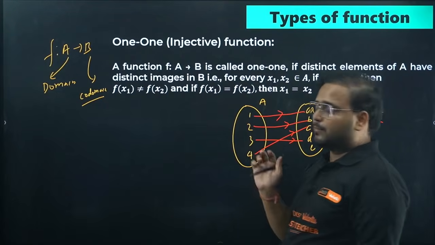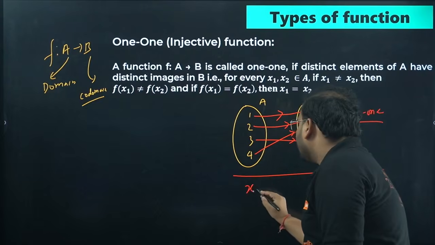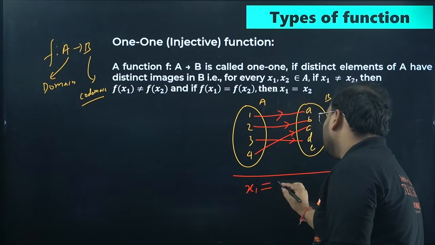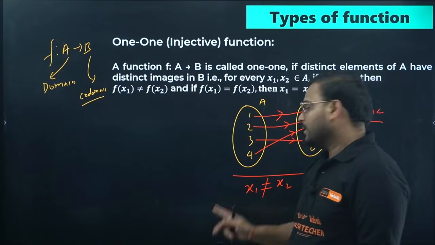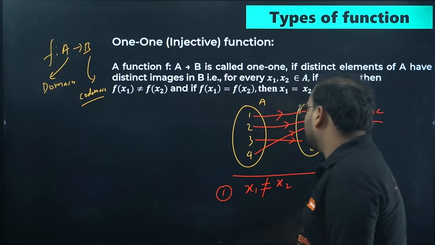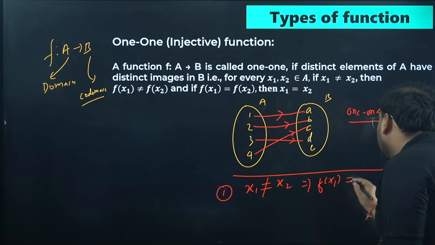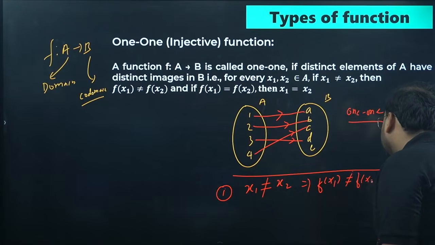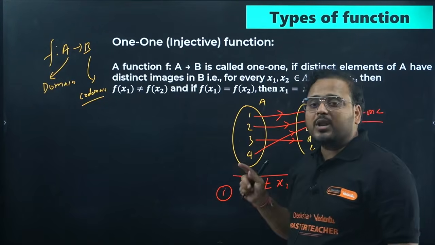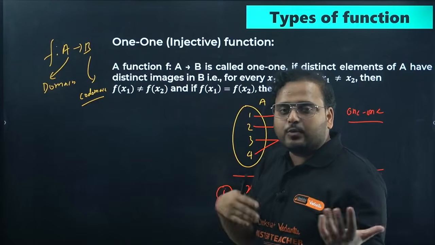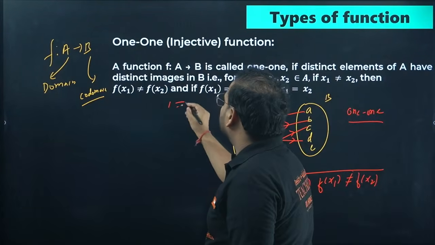Next is going to be the algebraic approach. Algebraic approach is very, very simple. If you have x1 equal to x2, or x1 not equal to x2. First case is x1 not equal to x2, then f of x1 should also be not equal to f of x2. Check here. Are 1 and 2 equal, sir? No, 1 and 2 are different. So 1 has image A and 2 has image B. So 1 is not equal to 2.